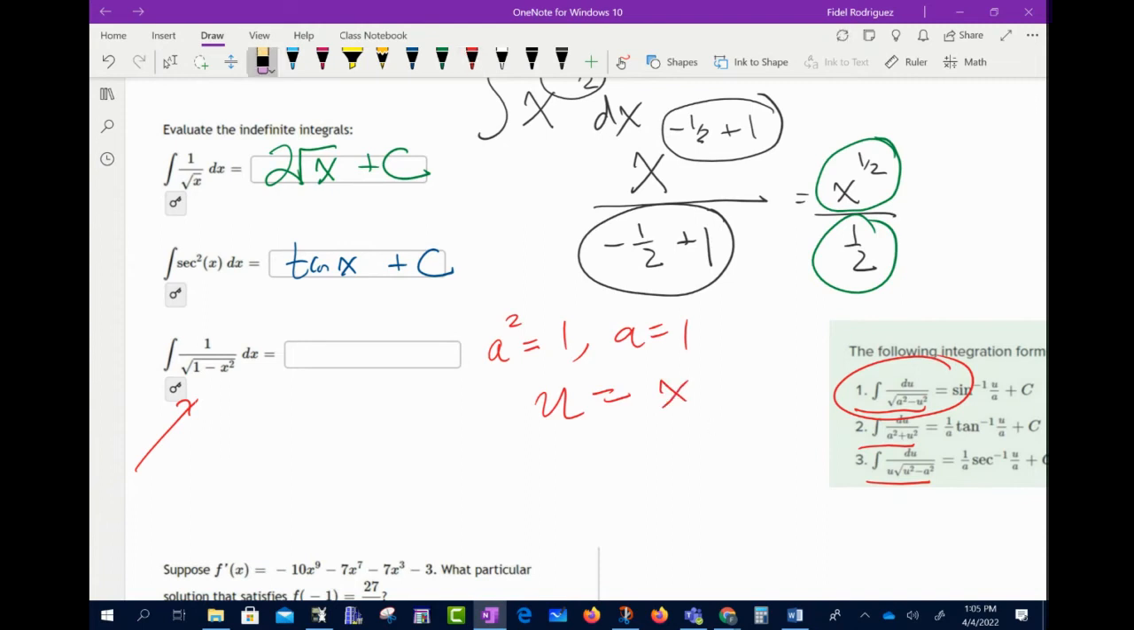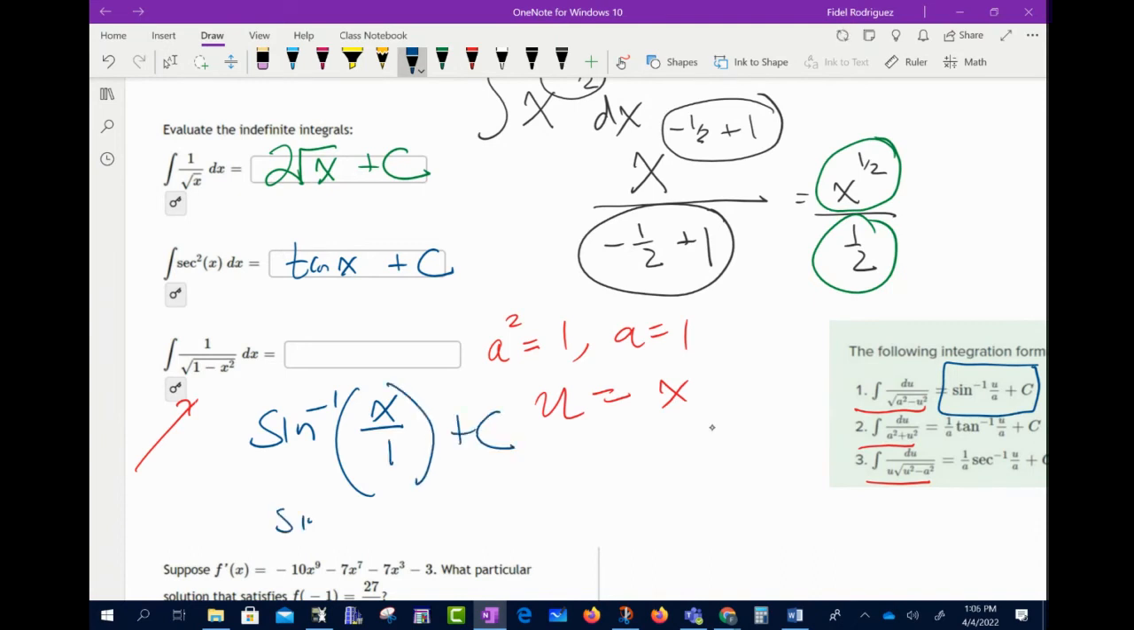So look, y'all, all I'm going to do, a little stare and compare, and I'm going to write my answer like this, which would be the sine inverse of u, which we're calling x, divided by a, which we said was the number 1, plus c, and that's really just the sine inverse of x plus c. And that's going to be my answer. Okay.